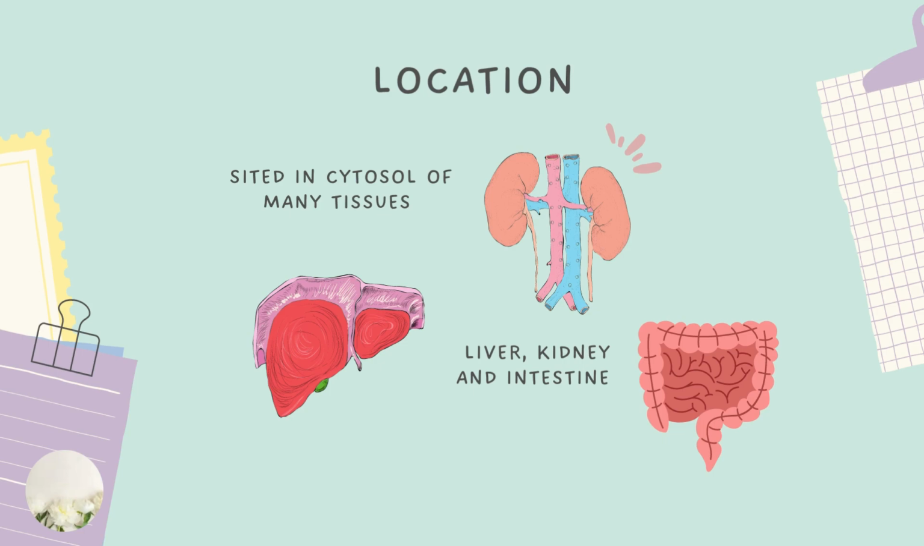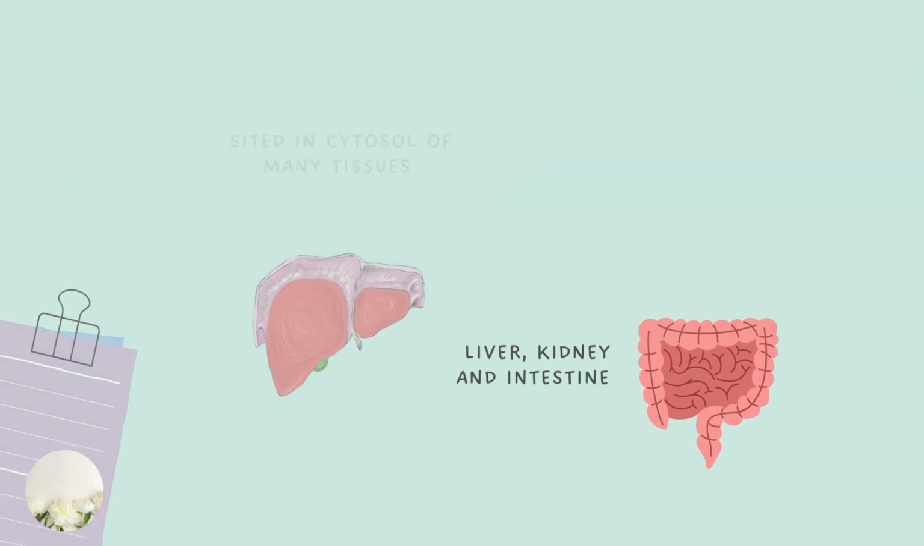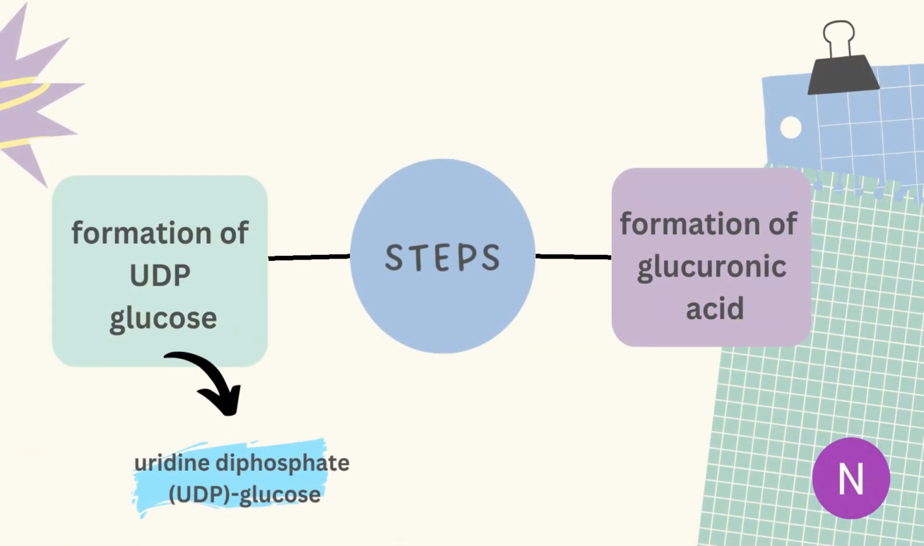Focusing on the liver, the uronic acid pathway catalyzes the conversion of glucose to glucuronic acid, ascorbic acid, except in human beings and other species for which ascorbate is a vitamin, vitamin C, and pentoses. In the uronic acid pathway, we have two steps. The first one is the formation of UDP glucose. UDP stands for uridine diphosphate. And the second one is the formation of glucuronic acid. So we go to the next slide.